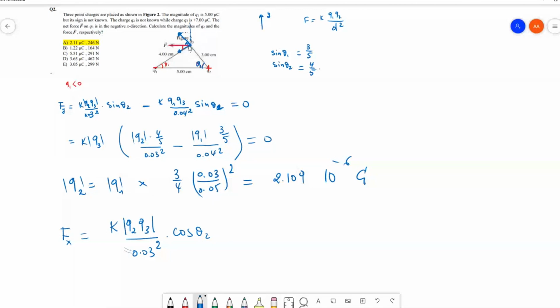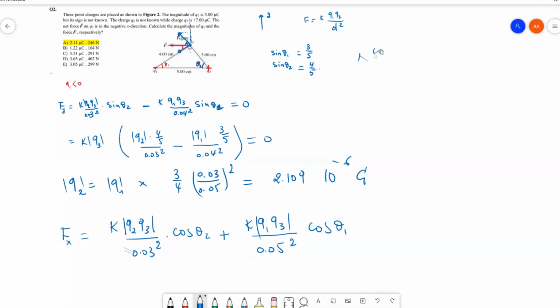Both of them are pointing in the same direction. So here I can put plus also K, Q1, Q3 over 0.05 square cosine theta 1. Okay, great. So since you have the sine, you can have also the cosine.